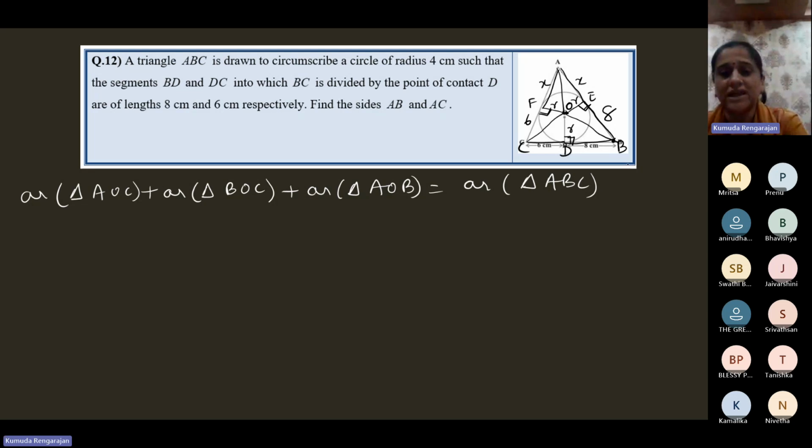Now for the whole triangle ABC, we cannot use the formula half base into height because we don't know the altitude to any side. So we have to use Heron's formula to find the area of the whole triangle ABC. For the three small triangles, you can use the formula half base into height because for a base, you know the corresponding altitude. That's all it is. Let me show you the next slide.